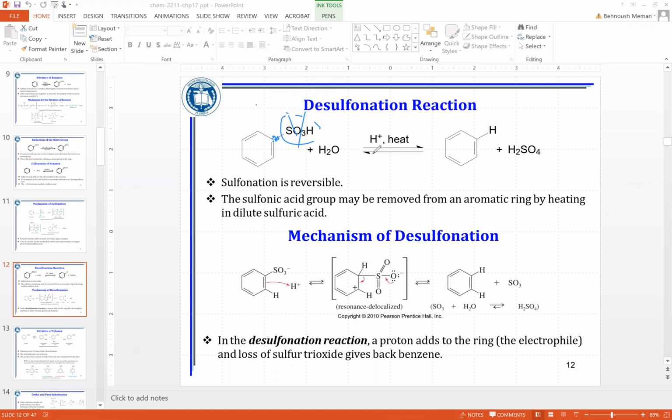So it can be used as a protecting group. You would learn also about the protecting group. Sulfonation can be used as one of the protecting groups. Because desulfonation is so easy, you can add the sulfonic acid, and you can remove the sulfonic acid by adding dilute sulfuric acid to it.